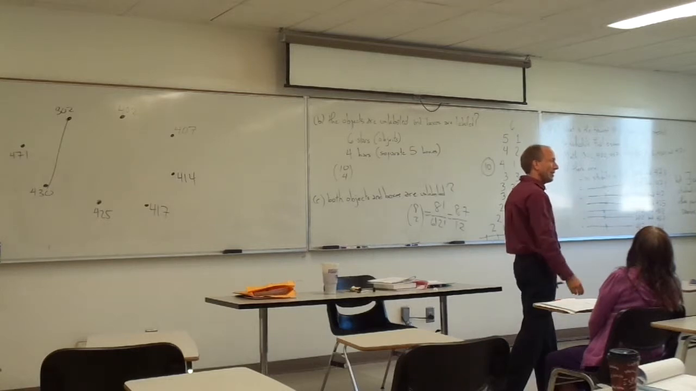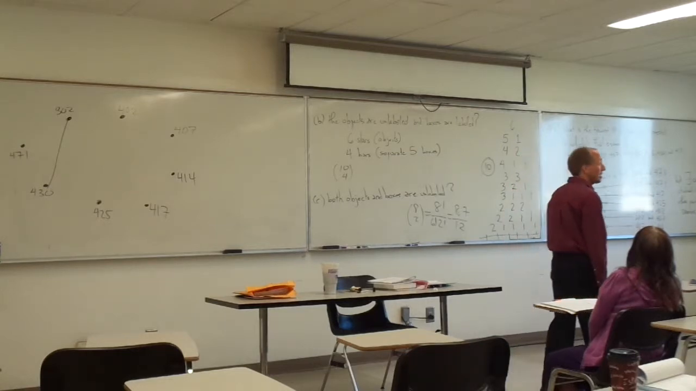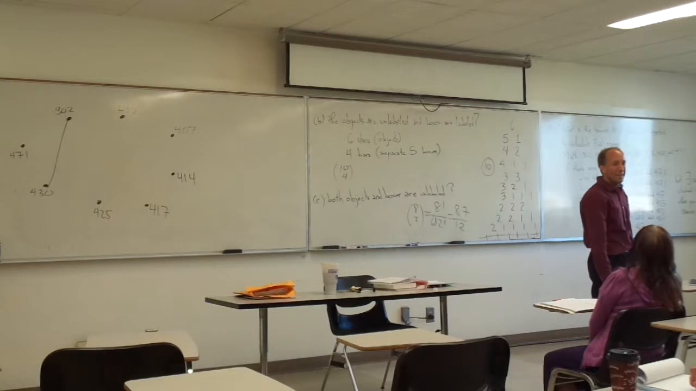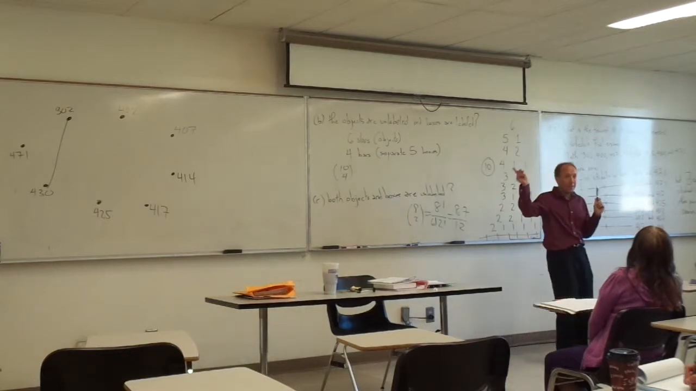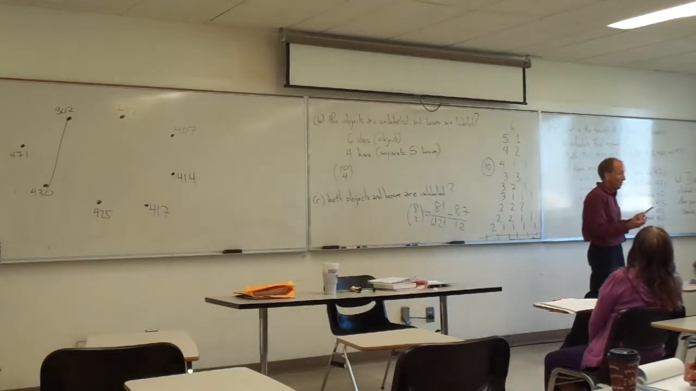You see how that becomes a chromatic number problem? It doesn't look like it at first, but that's exactly what this is. This is a chromatic number problem. Basically, we need to draw this graph and find its chromatic number.